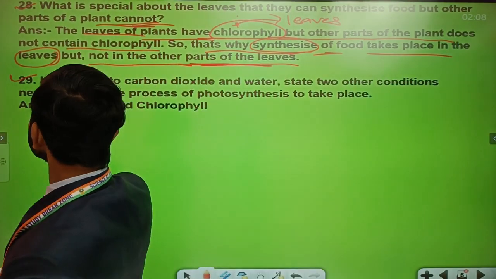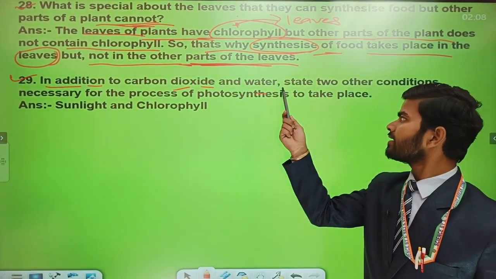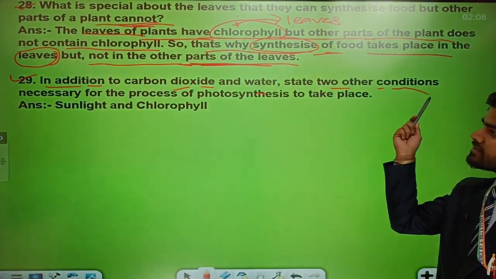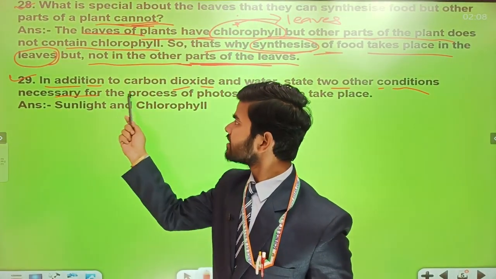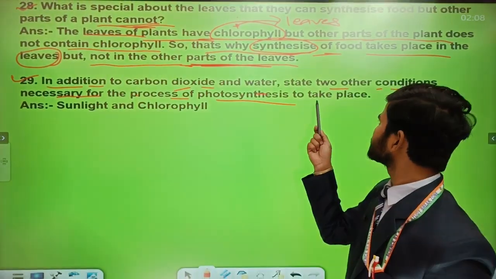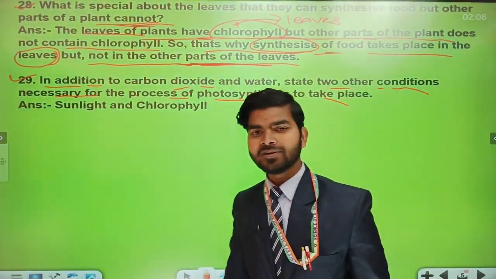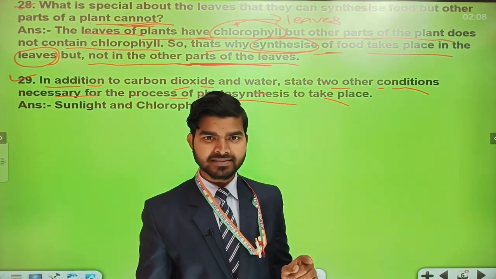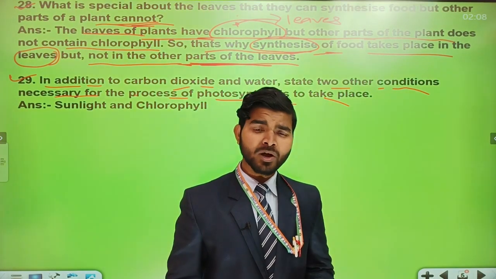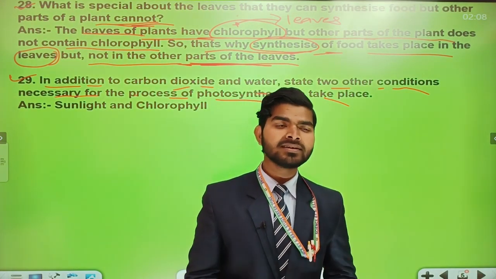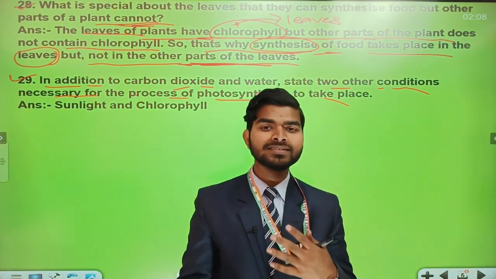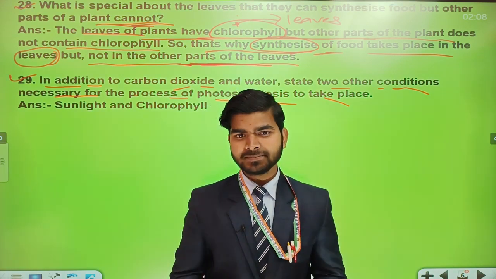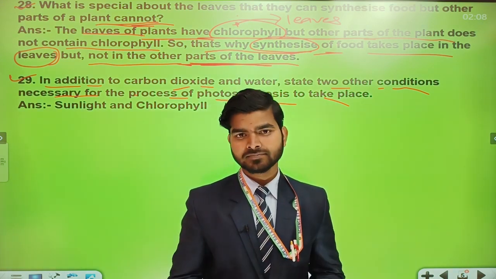Question number 29 is saying that in addition to carbon dioxide and water, state two other conditions which are necessary for the process, that is photosynthesis, to take place. I have told you the conditions necessary for photosynthesis. I have taught you, no? Obviously, yes. Can you tell me what are the different conditions which are necessary for photosynthesis? Okay, let me explain.